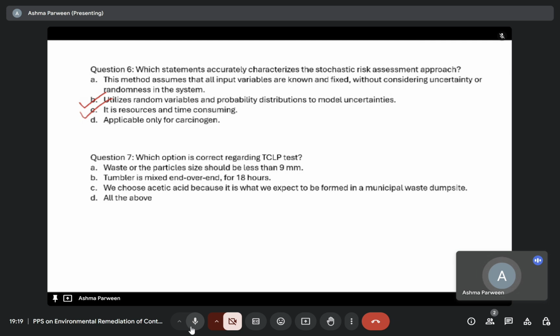And C, we choose acetic acid because it is what we expect to be formed in municipal waste dump sites. So this is also correct. Because in a municipal waste dump site, every day the waste is placed in the cells and covered with soil. Slowly, whatever air is inside the waste voids will be consumed by the microbes present, and finally after a few years the microbial degradation will shift from aerobic to anaerobic.